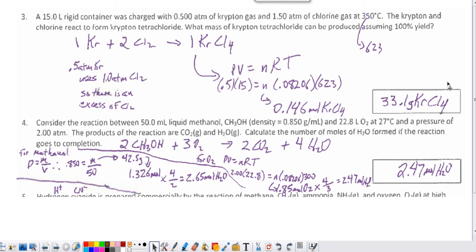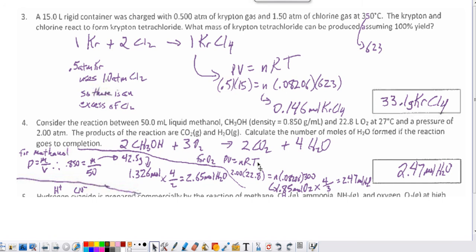Number 4 also has a limiting excess issue. We don't know which one's going to be limiting. We're reacting methanol with oxygen to produce carbon dioxide and water. So I wrote my reaction first: 2 methanols, 3 oxygens, this and this. Now let's be careful here. There's 4 hydrogens here. 3 plus 1 is 4.